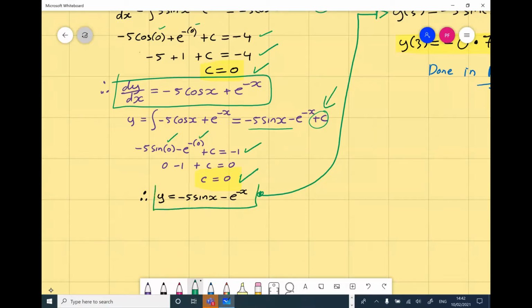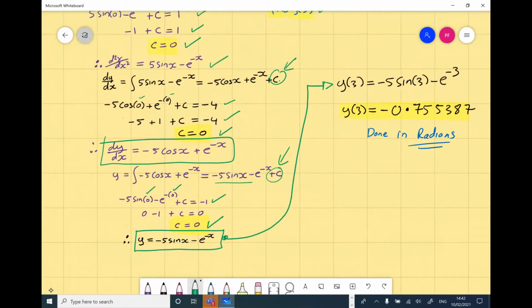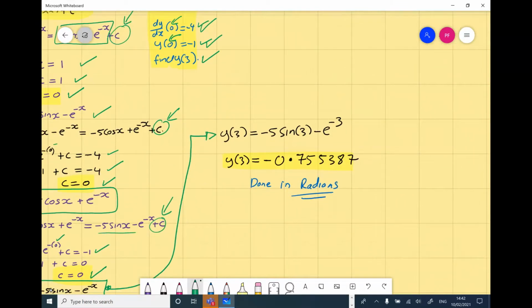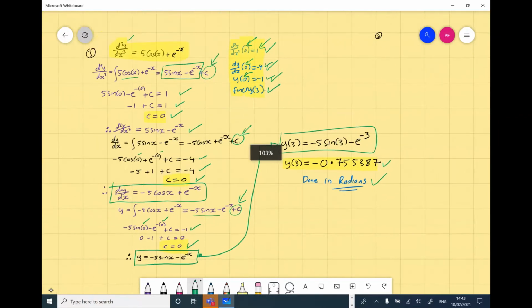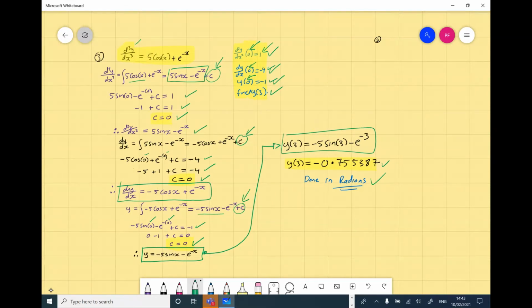So my final function is y is equal to minus 5 sine x minus e to the power minus x. And then the last thing they want me to do is find y of 3. So all I do is put 3 in for x, and I get negative 0.755387. Now I calculated that in radians. Once again, just double check over my arithmetic to make sure I didn't make any silly mistakes.